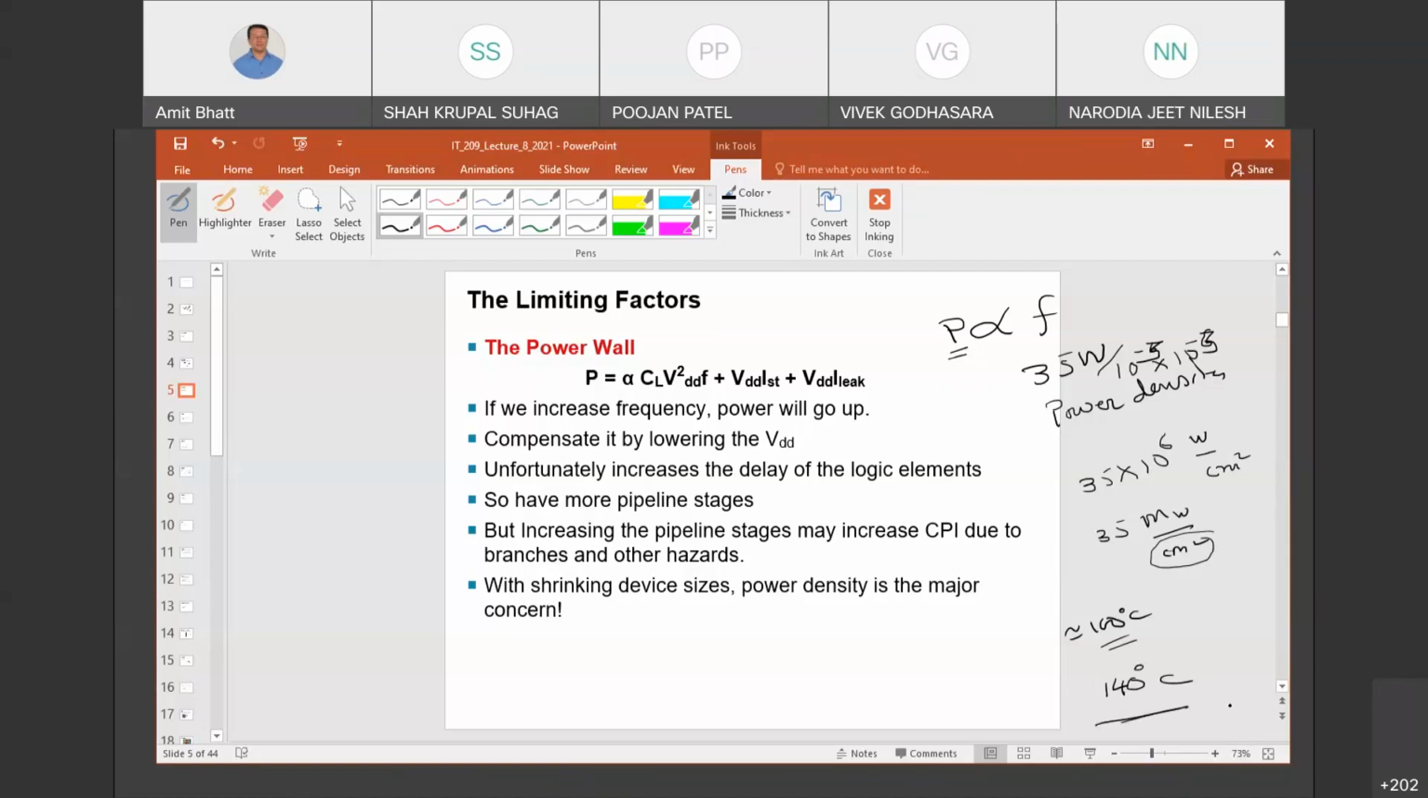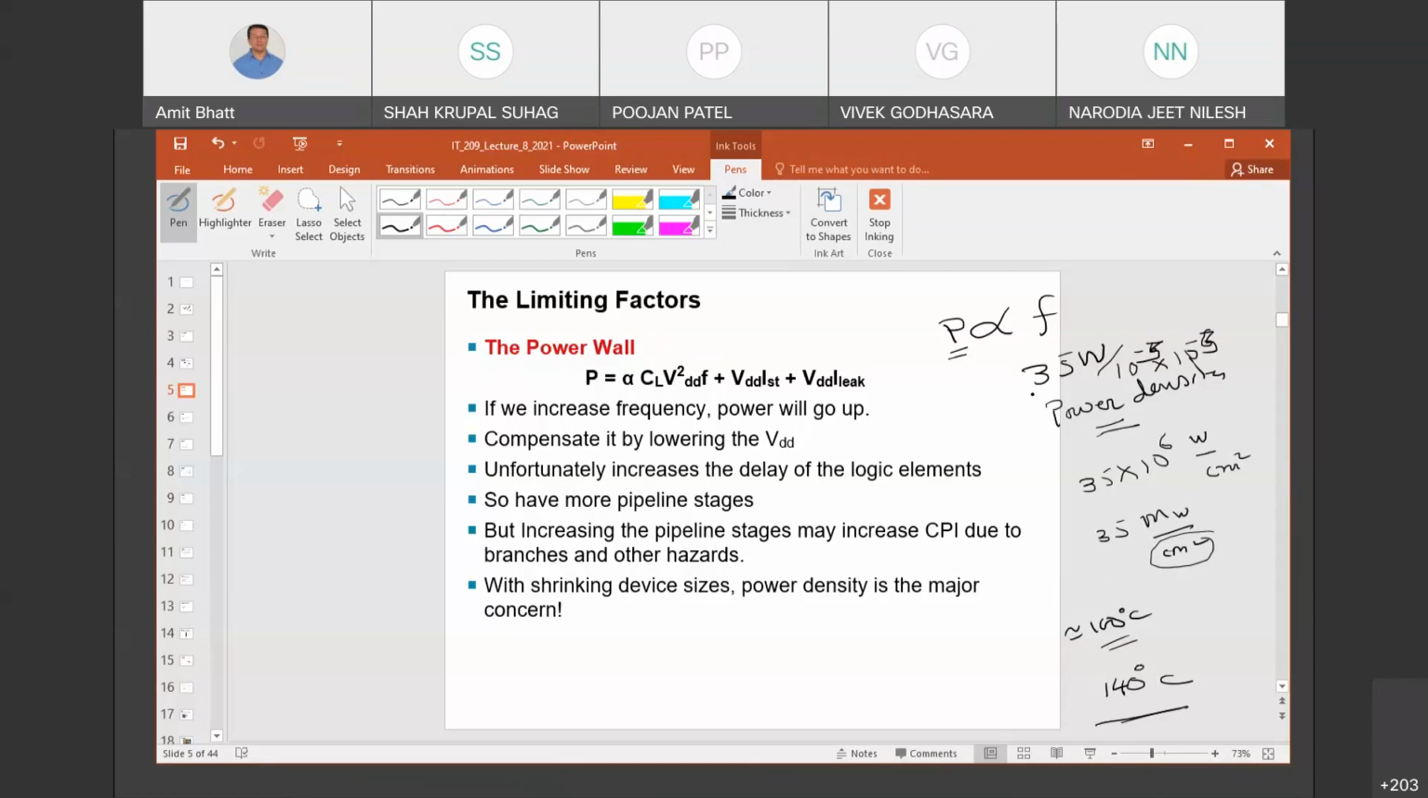So if you are studying in the beginning, you'll say, whenever are we going to touch 140 degrees centigrade? Because in the room we are sitting, even in the highest heat of Ahmedabad, the maximum temperature is 45 degrees centigrade. So are we going to achieve 140 degrees centigrade? And the answer is yes. And that is because of the quantity called power density. And that was the biggest killer.